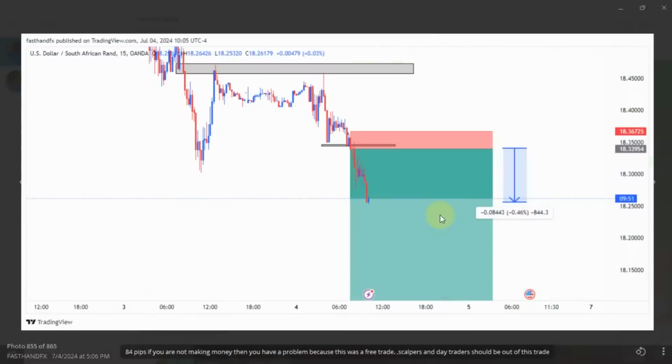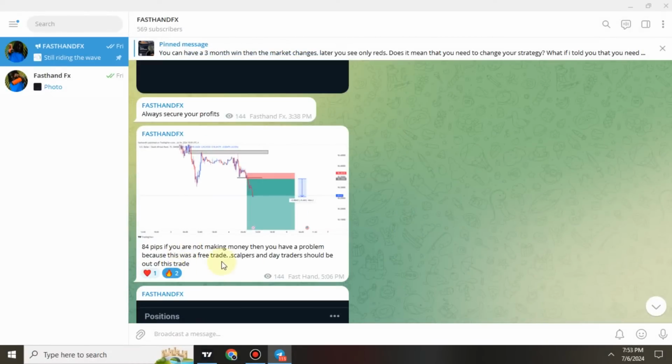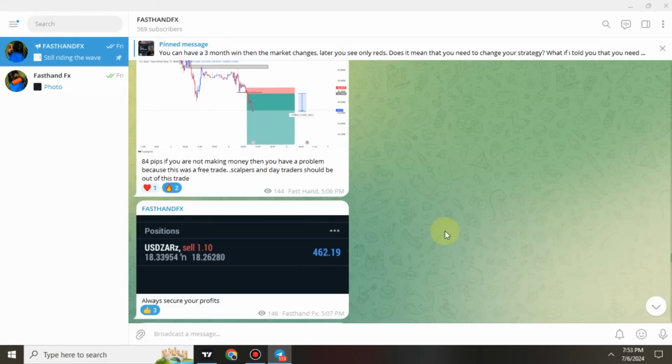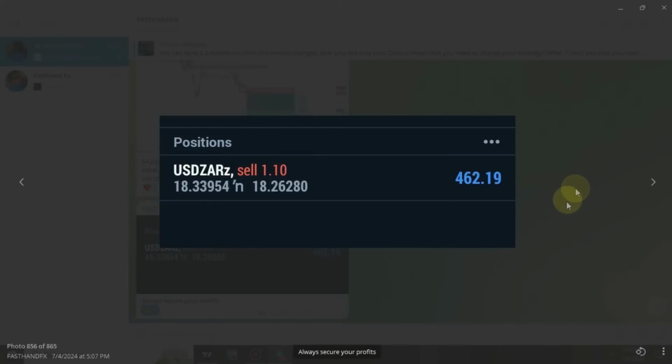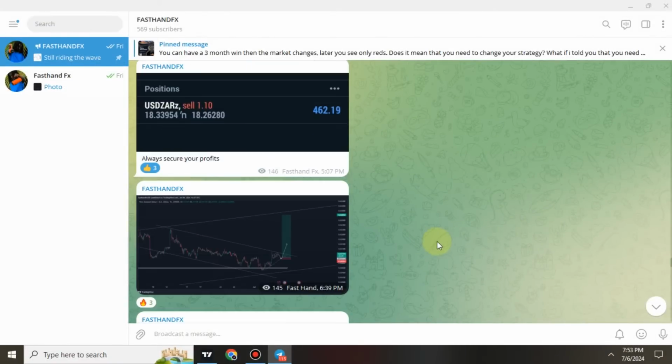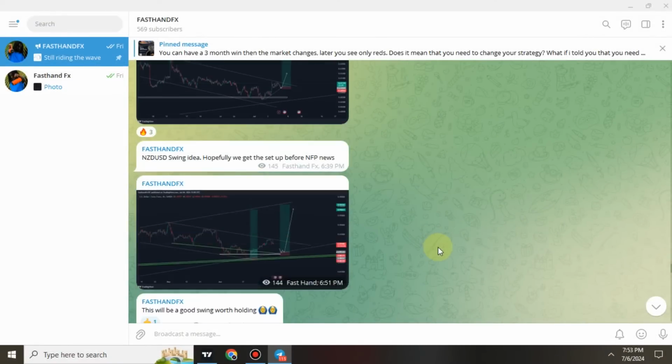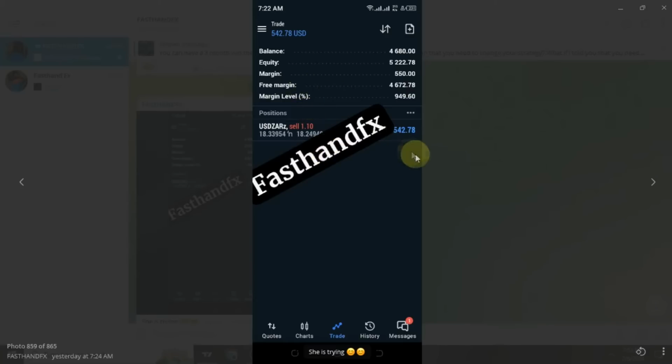So price played out, and this was 84 points, and I was like, okay, 84 points. If you are not making money, then you have a problem, because this was a free trade that I gave out to my public, gang. You understand? So you see price doing its thing, and I say always secure your profit. Once you're in profit, protect that profit, right? So let me show you right over here.